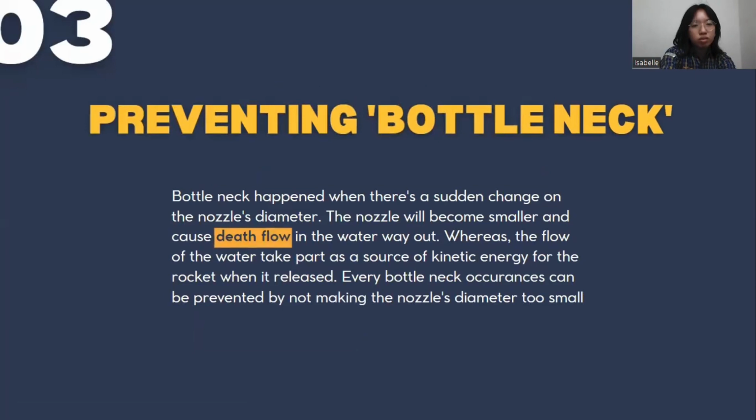The last tip is preventing bottleneck. Bottleneck happens when there's a sudden change in the nozzle's diameter. The nozzle becomes smaller and disrupts the flow of water on the way out, whereas the flow of the water takes part as a source of kinetic energy for the rocket when it releases. Every bottleneck occurrence can be prevented by not making the nozzle's diameter too small.